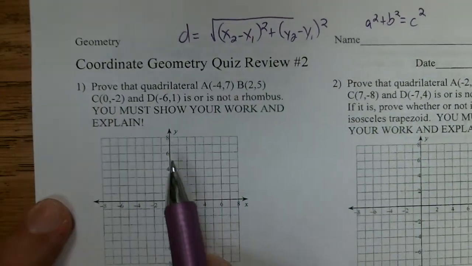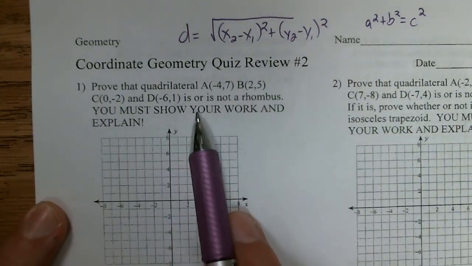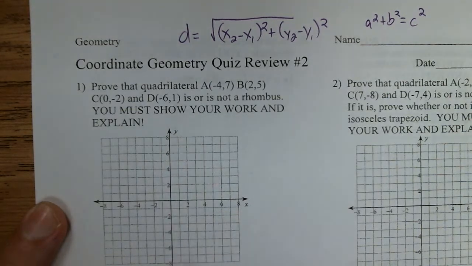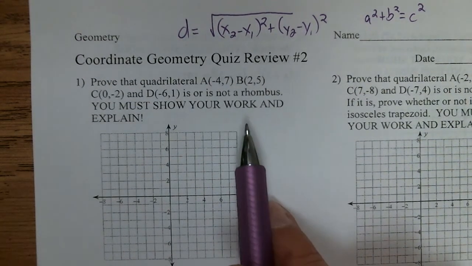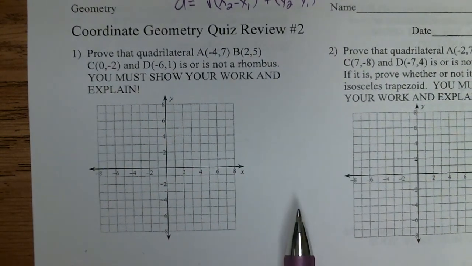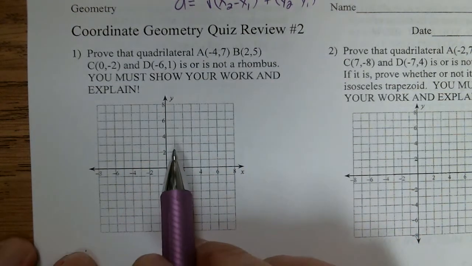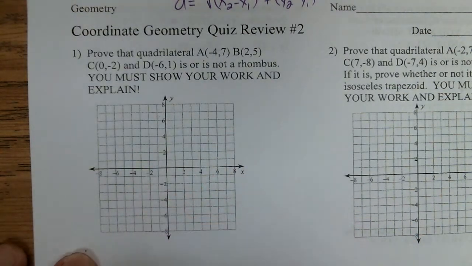Okay, so let's jump right in. Prove that quadrilateral ABCD is or is not a rhombus. Show your work and explain. Okay, so if it's a rhombus, what do we know about a rhombus? I know that all four sides are the same. The first thing I need to do is plot the points. Guys, please take your time and plot these points correctly.